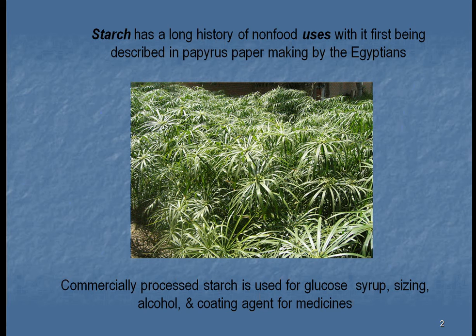Some of the earliest known uses besides food included this papyrus right here. The Egyptians learned how to take papyrus and use the starches in it to make paper. And we've all seen the manuscripts that are out there that still survive even to this day. Even to this day, you can see Egyptians still making paper out of papyrus. Starch is used for many other things, as we're going to find out later on in this unit.